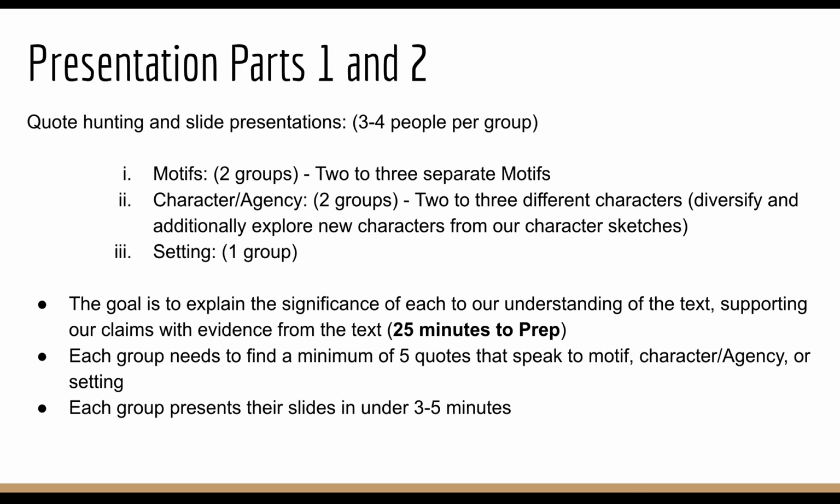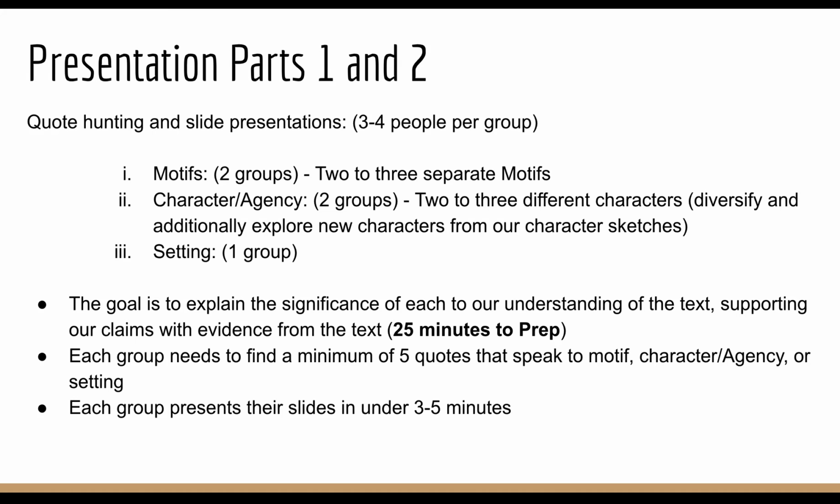All right. And finally, setting. So the goal is to explain the significance of each of our understanding of the text and supporting our claims with evidence from the text. And that should take you roughly about 25 minutes to do so. Right? Each group needs to find a minimum of 5 quotes that speak on motif, character, and agency, or setting. Okay.